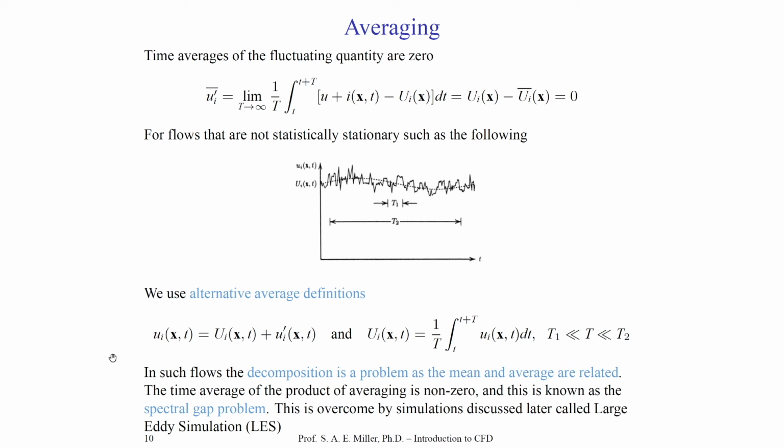Now you'll see in these particular flows, which are treated with Reynolds averaging, that the decomposition will be a problem, as the mean and fluctuation are of course related. The time average of the product of averaging is non-zero, which is the first equation. This is no longer zero for this case shown, where we have an average changing over time. So the time average of the product of the averaging will be non-zero, and this is going to be known and called the spectral gap problem. This is overcome by a different type of simulation, formally, mathematically, by approaches called large eddy simulation.